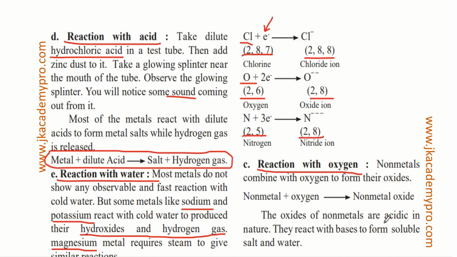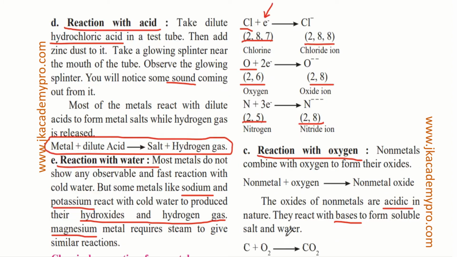The oxides of non-metals are acidic in nature, and this is where the oxides of non-metals differ from the oxides of metals, because the oxides of metals were basic in nature, but here the oxides of non-metals are acidic in nature. They react with bases to form soluble salt and water. So whenever an acid reacts with the base, it forms soluble salt and water. In the case of metal oxides, we had to react the metal oxides with acids to form salt and water, because those metal oxides were basic in nature. But here, since the oxides of non-metals are acidic, we react these acids with base to form salt and water.